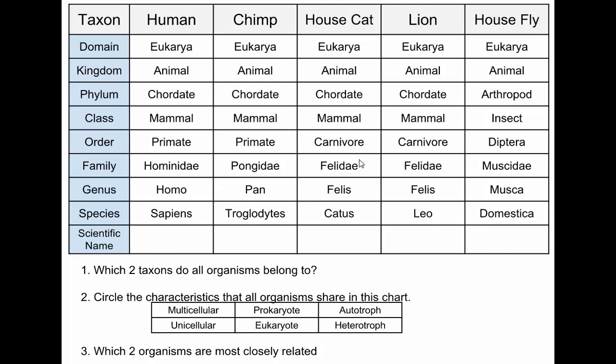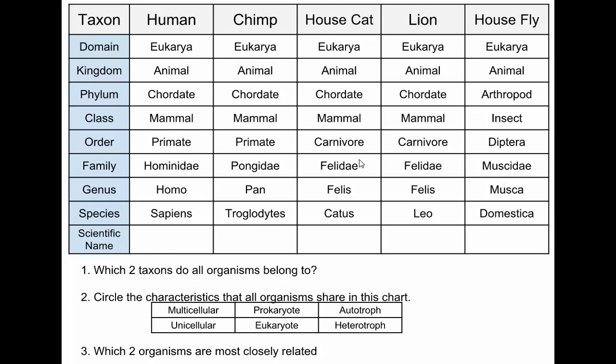So let's look at these questions. First of all, which 2 groups do these 5 organisms have in common? Which taxonomic levels are they the same? Ava? Eukaryote. Yeah, they're all Eukarya, and what else? Animals. And animals. So they're all the same domain and kingdom.